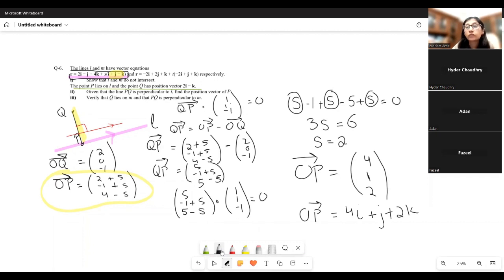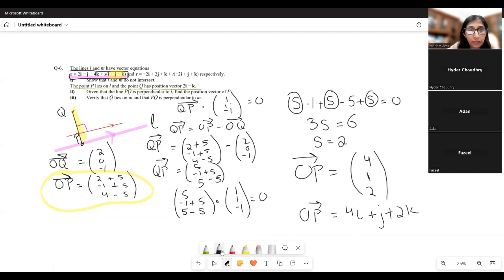They have clearly asked for the position vector. So you must write IJK format because that's the format of the question. You cannot write 4, 1, 2. That would have been your answer if the question asked for the coordinates of the point.